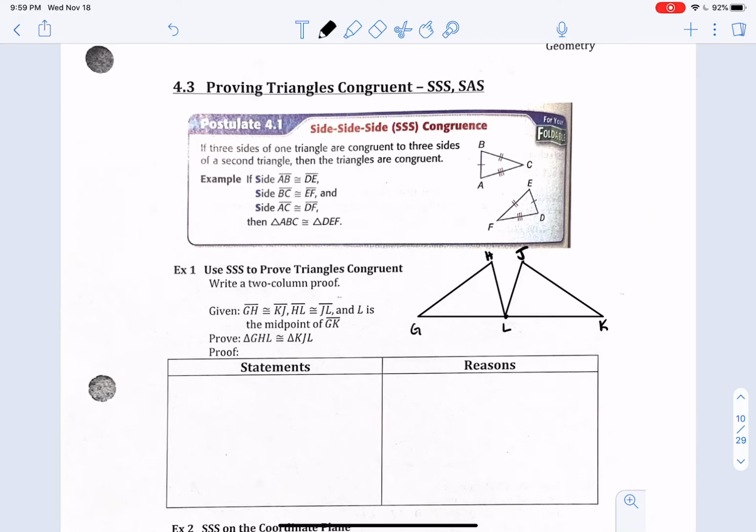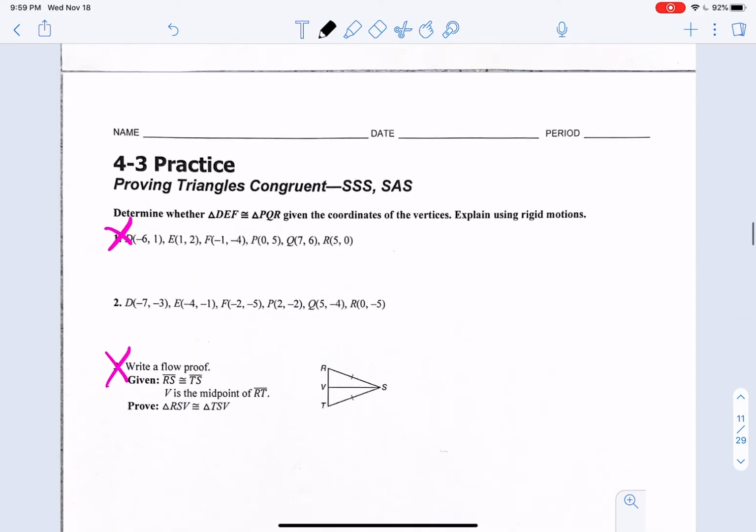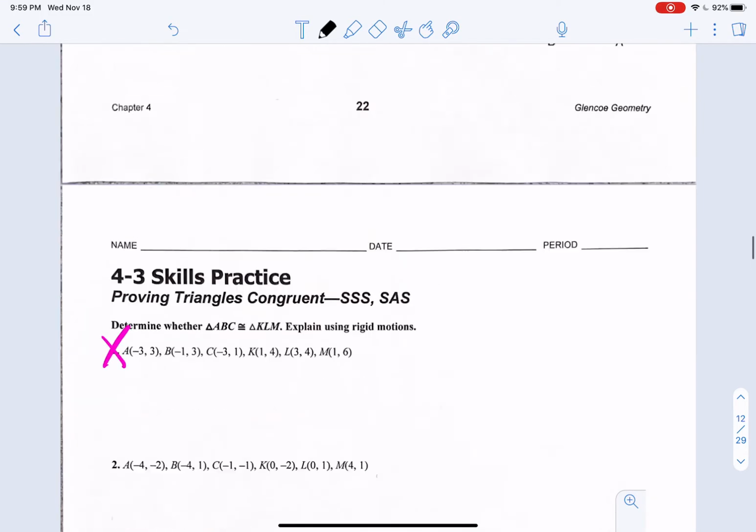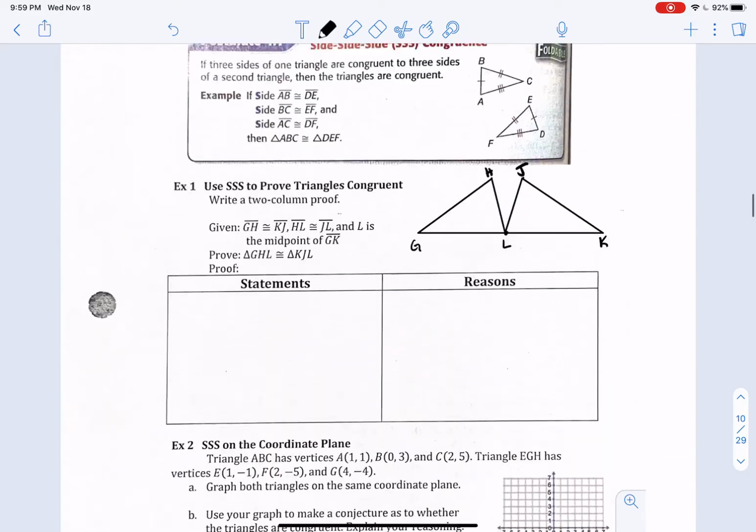Hey Geometry, this is 4.3. We are starting to do the main sections of proofs for section 4.3 and 4.4. This first section really addresses these two properties, which are SSS and SAS, and we'll go through what each one of those means. And then in 4.4, it's the same kind of section again, but we have two different properties. So 4.3 and 4.4 are very, very similar to each other.